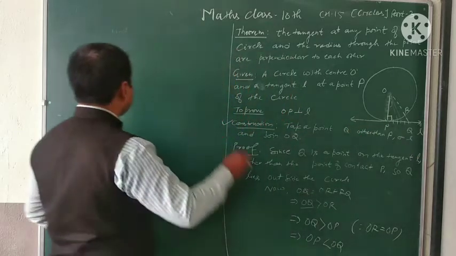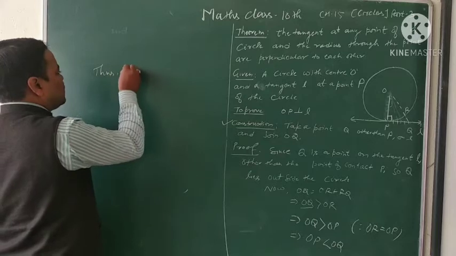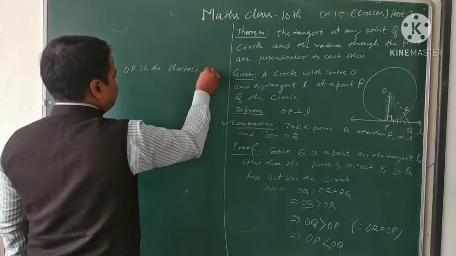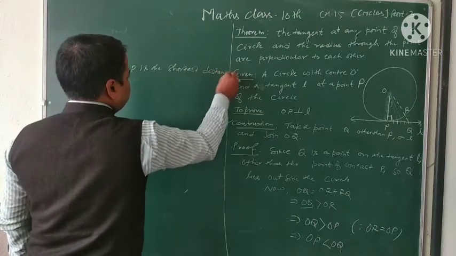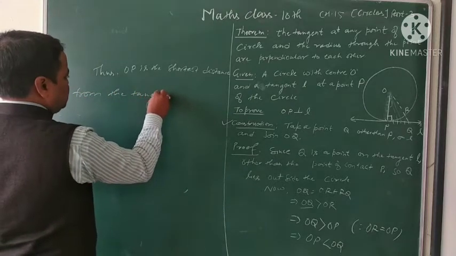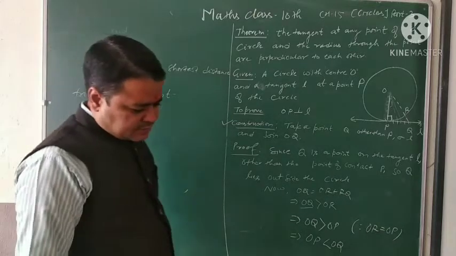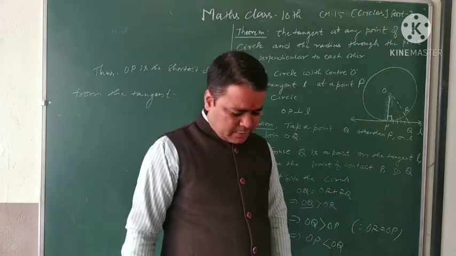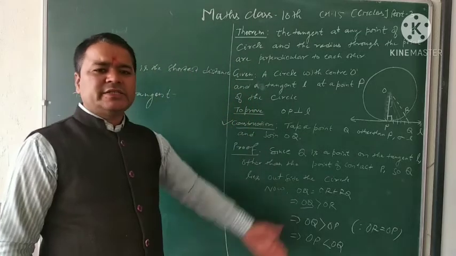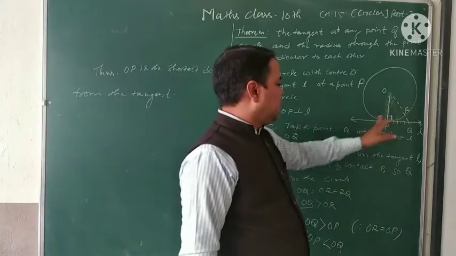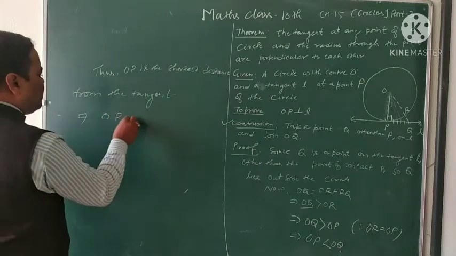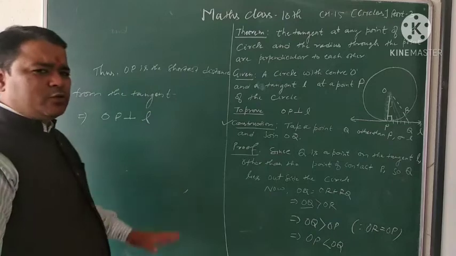Thus OP is the shortest distance from the tangent. So if OP is the shortest distance between the center and the tangent, in that condition, finally we can write that this implies that OP is perpendicular to L. Simply you can write this.